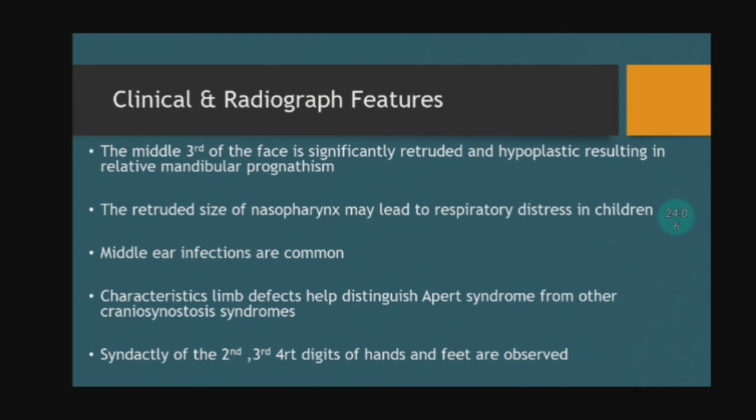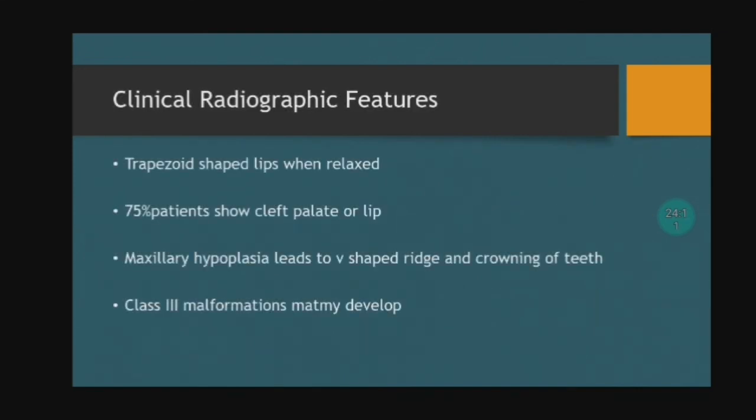Syndactyly of the second, third, and fourth digits of hands and feet is observed, which helps distinguish Apert syndrome from other craniosynostosis syndromes. Lips are trapezoid-shaped when relaxed. 75% of patients show cleft palate or lip. Maxillary hypoplasia leads to a V-shaped ridge and crowding of teeth. Class 3 malocclusion may develop.